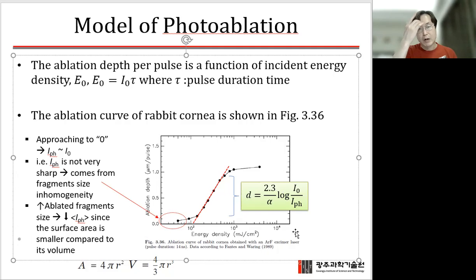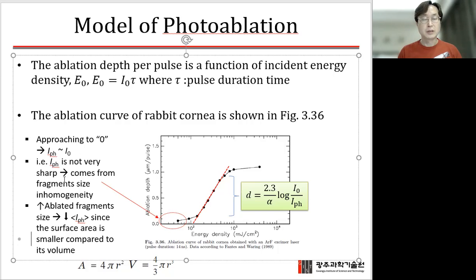equation. However, below this lower energy density level or higher than a certain high energy density level, it does not follow the same equation but is much, much slower. So approaching zero, let's say the threshold for the photoablation is going to be very similar to I sub zero.